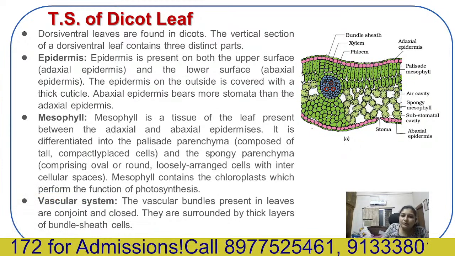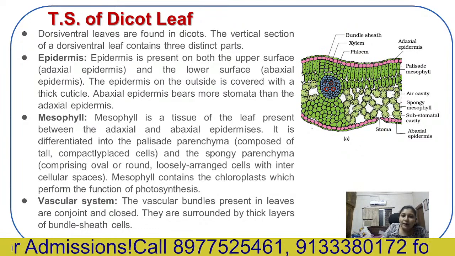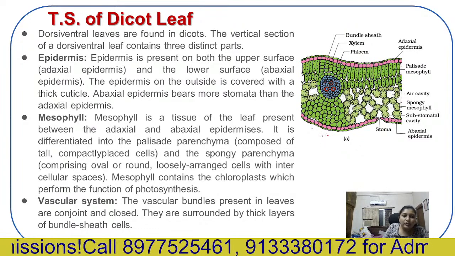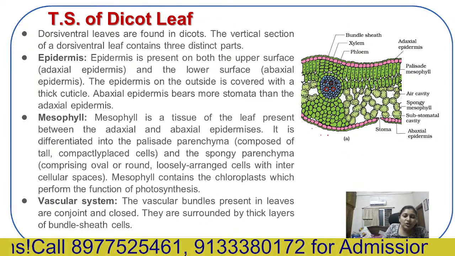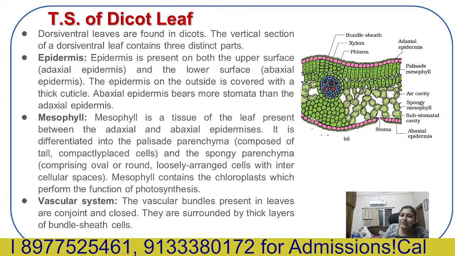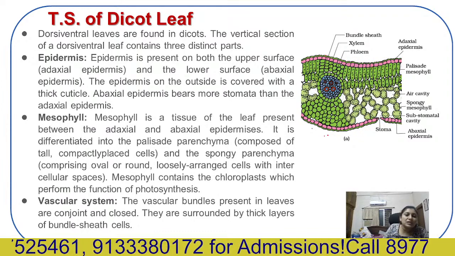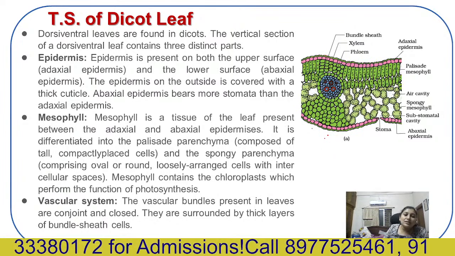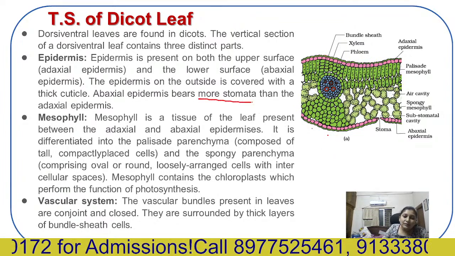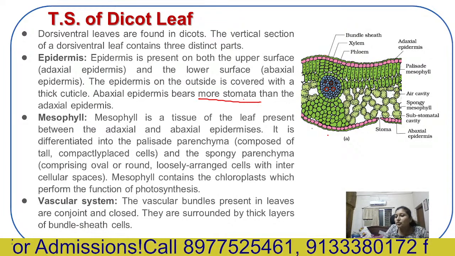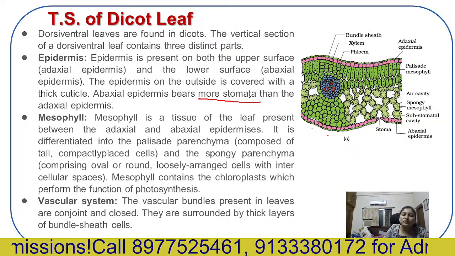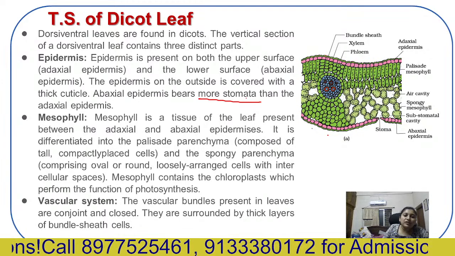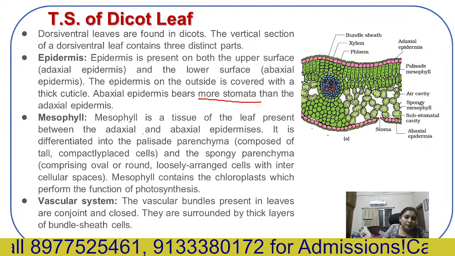So there are two epidermal layers, upper and lower. The upper epidermis, or upper surface, is known as the adaxial epidermis, and the lower surface is known as the abaxial epidermis. And this lower surface bears more stomata. This we have learned from the third class, that the lower surface of the dorsiventral leaf contains more number of stomata.